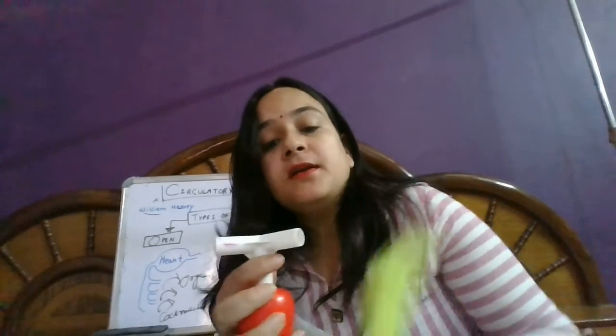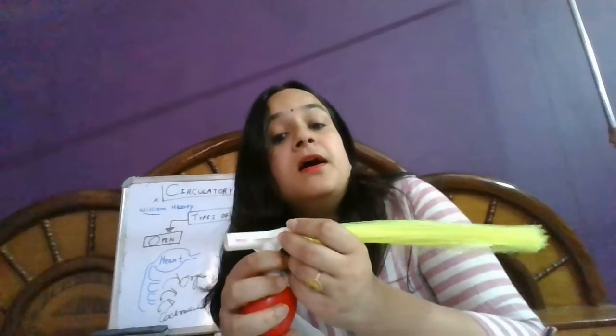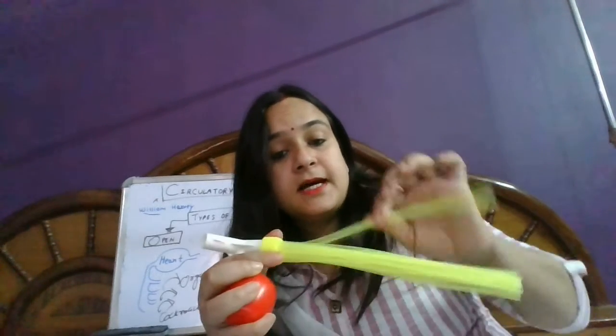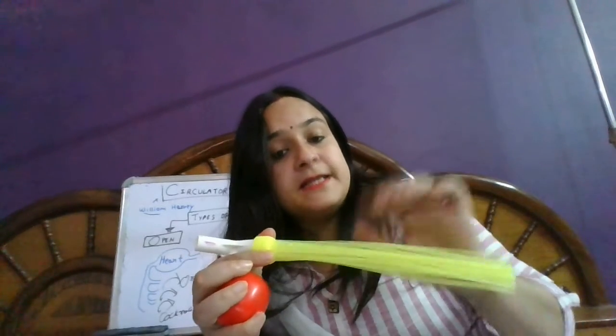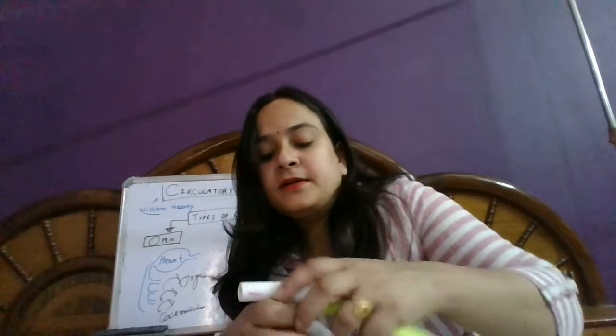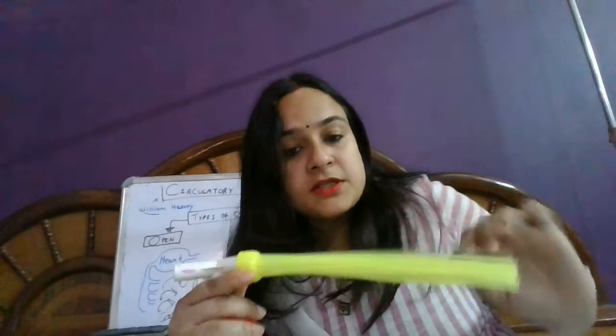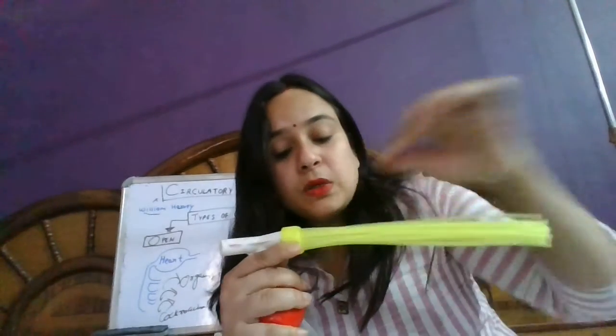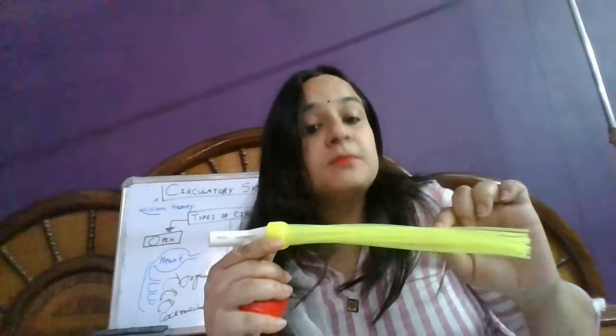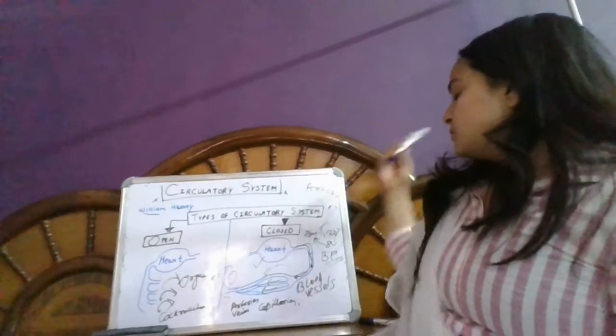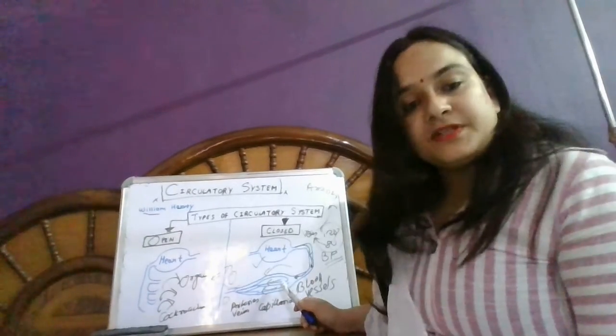Now coming to the closed type of circulatory system. What is the difference? Here the blood flows in particular vessels: arteries, veins, and capillaries. You can see these tube-like structures. When blood flows out from the heart and goes inside these tubes, there is some kind of pressure, and that is known as blood pressure.